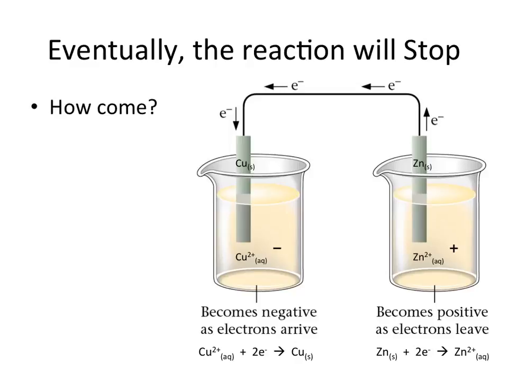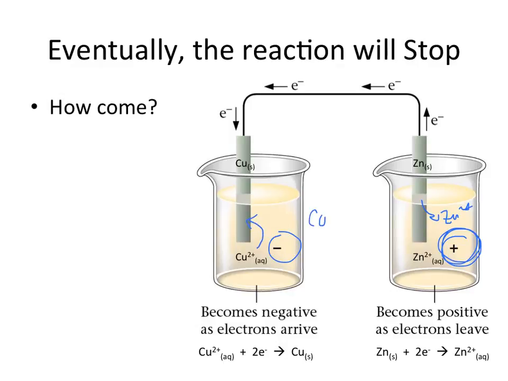How come? Well, what's actually happening is that as this reaction happens, there's going to be more zinc turning into zinc 2 plus on this side. So this side is going to get really positive, while this side is going to be really negative, because all the Cu2 plus is going to form here, which is going to be leaving whatever ion it was.